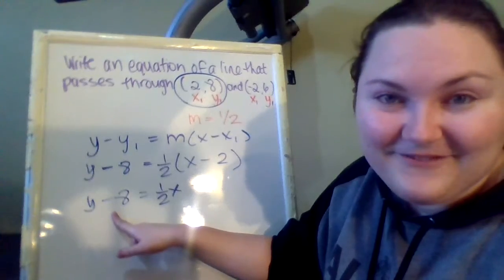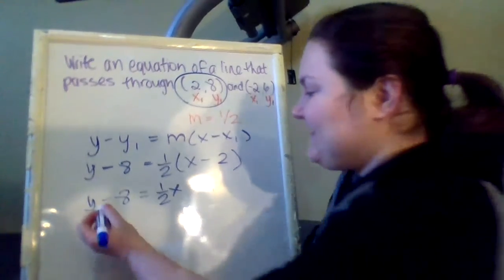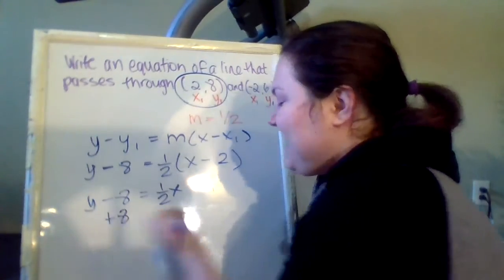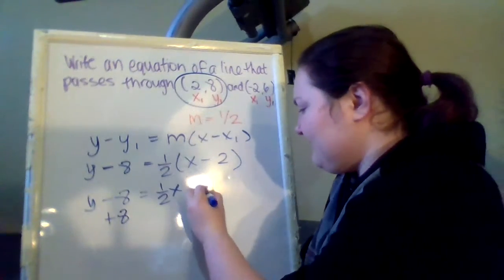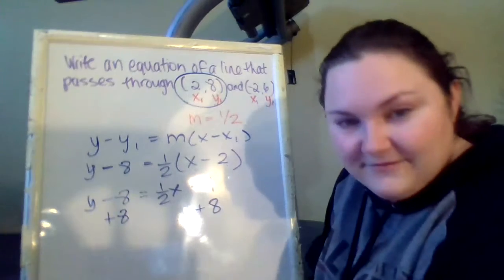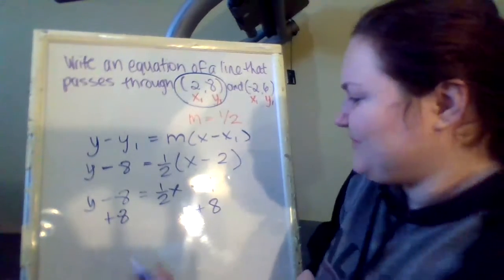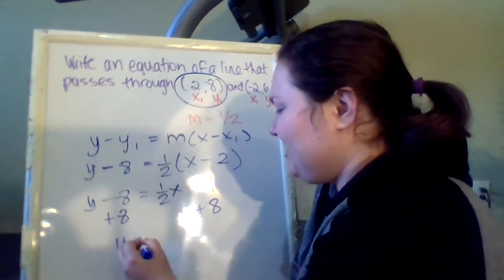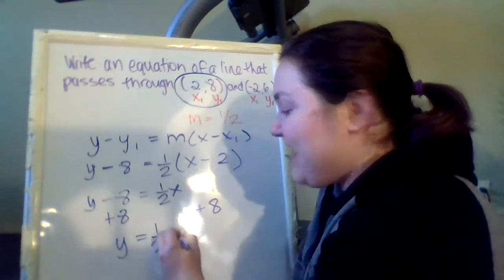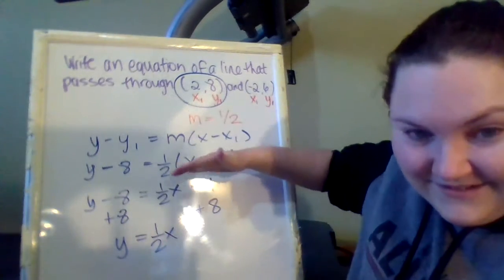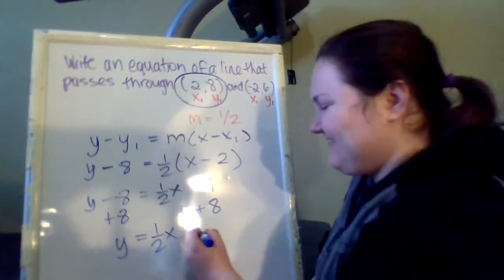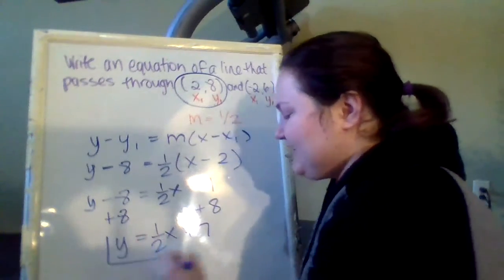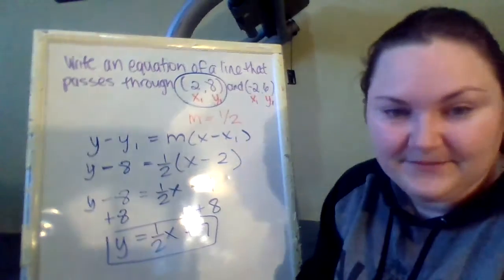To get rid of the -8 and get y all by itself, we can finish up by adding 8 to both sides. Which would leave us with y equals 1/2 x, and then that -1 plus our 8 gives us plus 7 for our final answer.